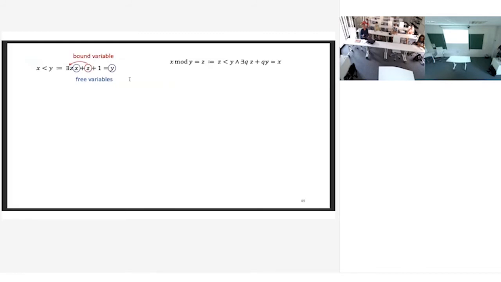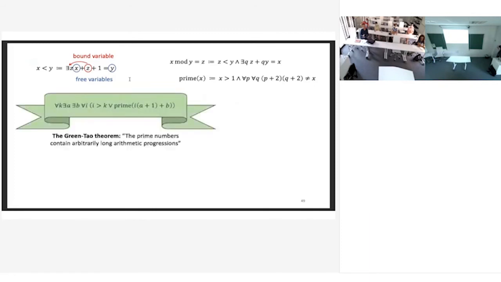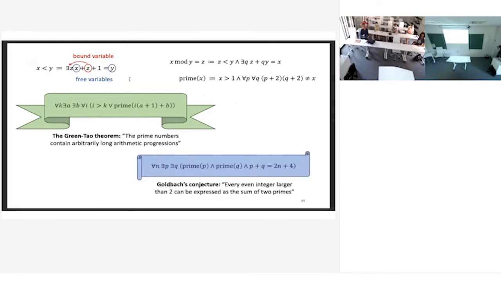You can define, for example, mod, like a remainder. You can write a formula that says that x is prime. You can, for example, write a formula that says that the prime numbers contain arbitrarily long arithmetic progressions, or things like Goldbach's conjecture that every even integer can be written as the sum of two primes. You can talk about natural numbers.